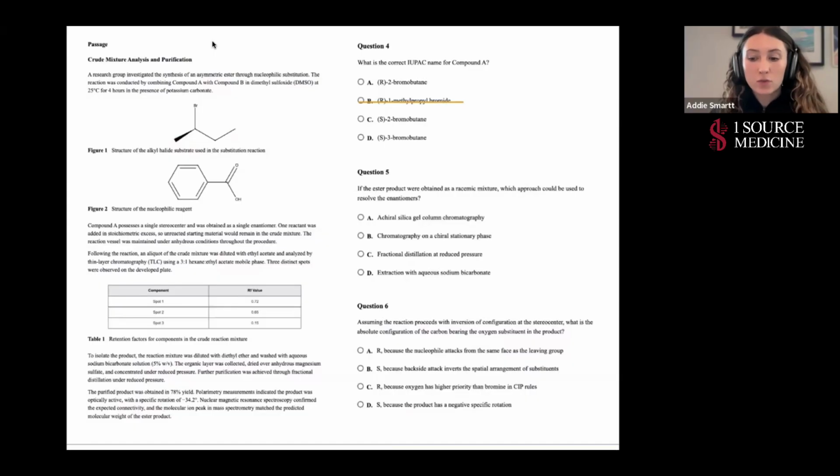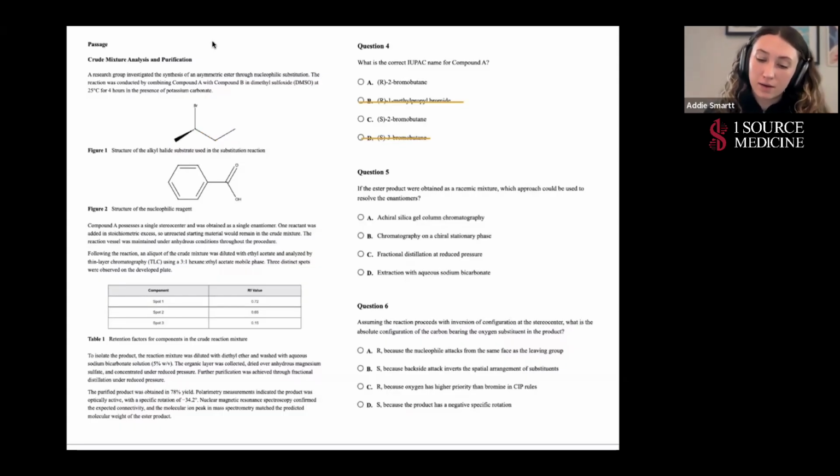And then the next question is, which way do I number it, right? Do I put one here or one there? Our rule is that we need our highest priority substituent, which in this case is bromine, to be the lowest possible number, which means we have to number from 1 to 4 like that, which would rule out answer choice D. From there, I still have to decide whether this is R or S.